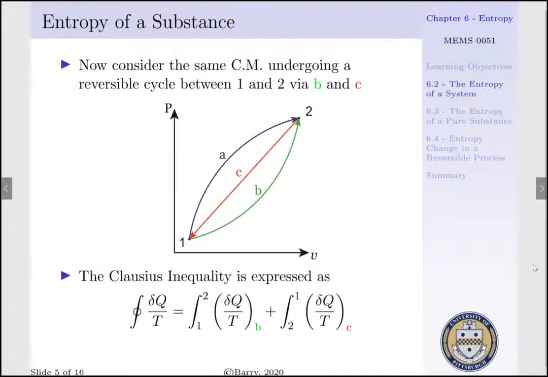Now consider the same control mass undergoing the reversible cycle between states 1 and 2 via paths B and C. Our Clausius inequality could be expressed as the cyclic integral of delta Q per T being equal to the integral from state 1 to state 2 of delta Q per T via path B, plus the integral from state 2 to state 1 of delta Q per T via path C.